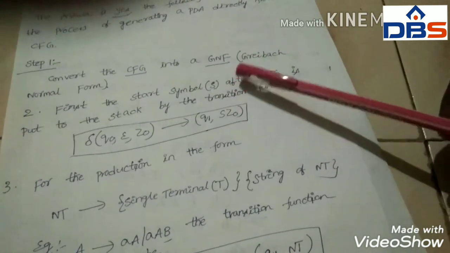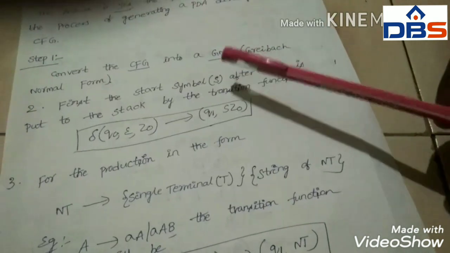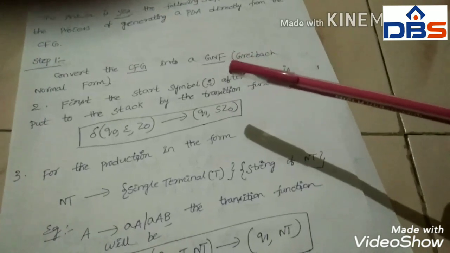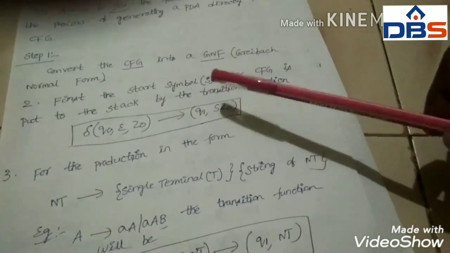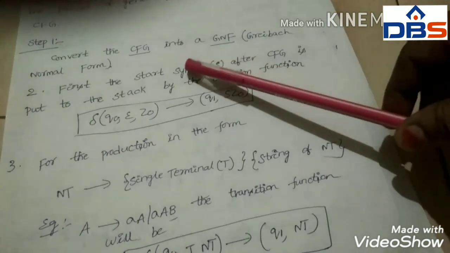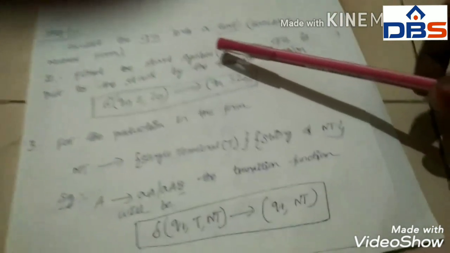Next, a non-terminal tends to a single terminal. This is the GNF grammar. This is the first step, meaning in the given CFG, the first step you have to follow is to convert it into GNF.